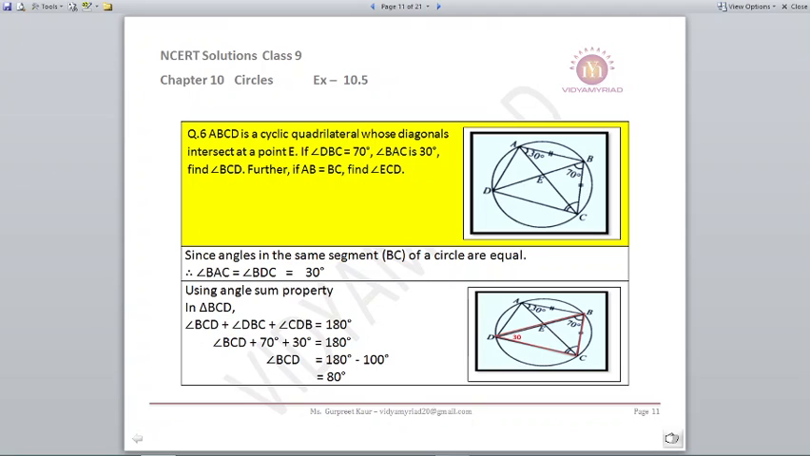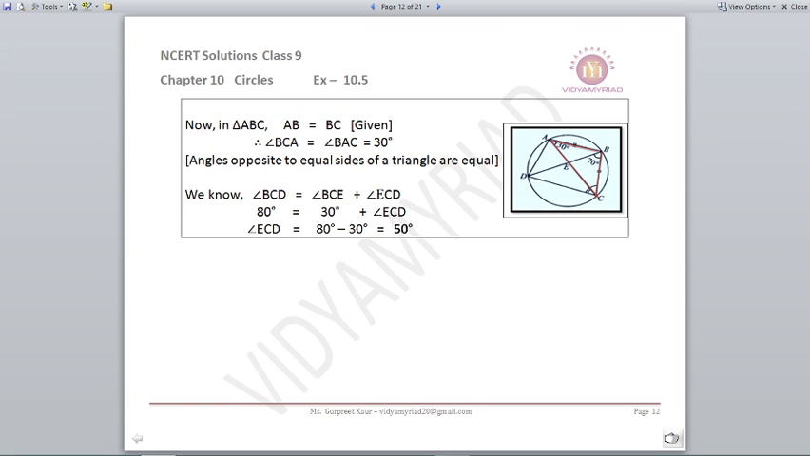Now you have to find out ECD. For that, let us use the other triangle BAC. In this case, we are already told that AB is equal to BC. When sides are equal, we know the angles are also equal using the isosceles property, which means that if BAC is 30 degrees, your angle BCA will also be equal to 30 degrees.